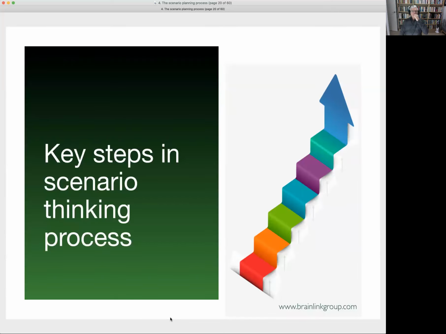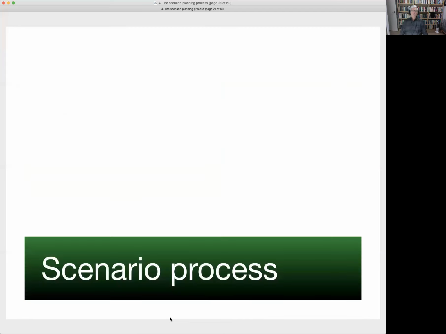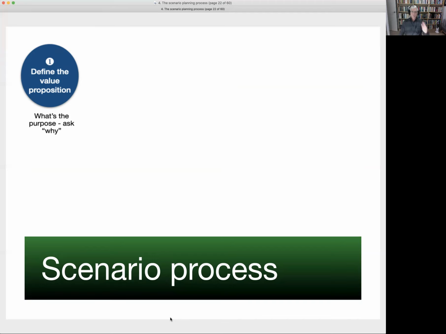So, what are the key steps then in the scenario thinking process? We'll go through these quickly, as I said, show you the process, but remember that we will cover off each of these sections in a lot of detail as you go through the various stages yourself. So, step 1 is to define the value proposition or business idea. We often use the term value proposition in exchange for business idea. There are some subtle differences, but for the moment, it's about asking why you're doing what you're doing. What's the purpose of this business?